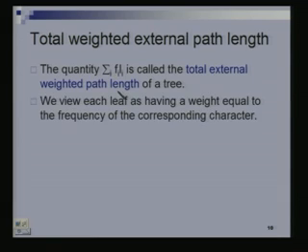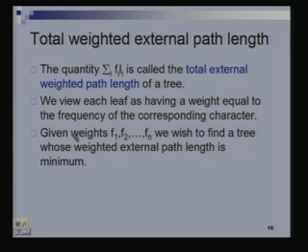So we are viewing each leaf as having a weight which is equal to the frequency of the corresponding character, right? The weights in this weighted are referring to these frequencies f_i. So from now on I might call the same thing weight or frequency. Don't get confused, it's the same thing.